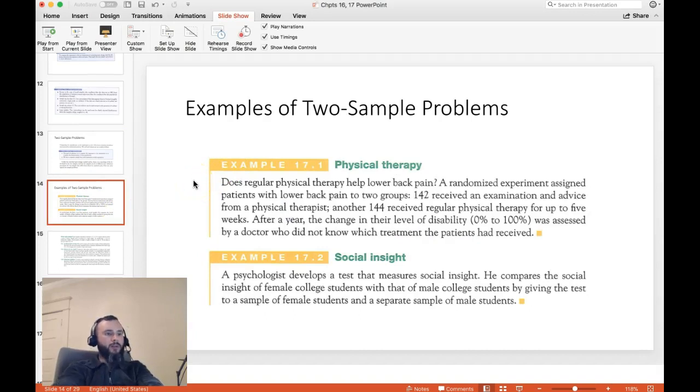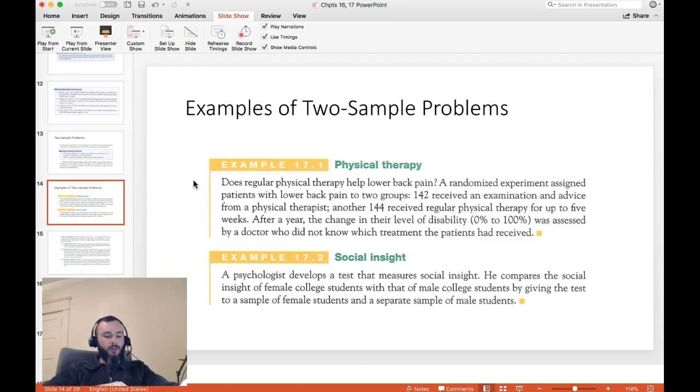Example 1, physical therapy. Does regular physical therapy help lower back pain? A randomized experiment assigned patients with lower back pain to two groups. 142 received an examination and advice from a physical therapist. Another 144 received regular physical therapy for up to 5 weeks. After a year, the change in their level of disability, ranging from 0 to 100%, was assessed by a doctor who did not know which treatment each patient had received.